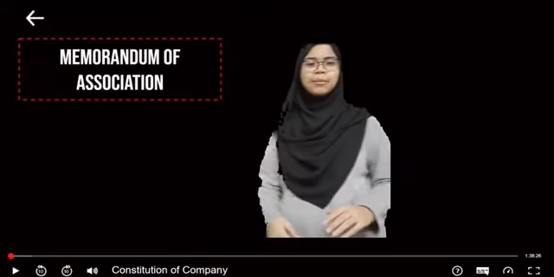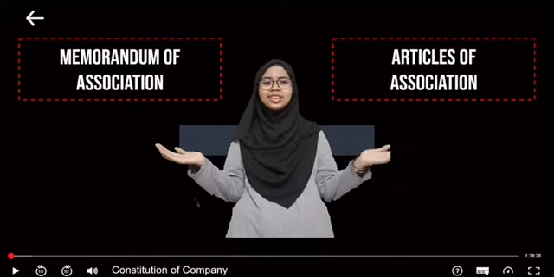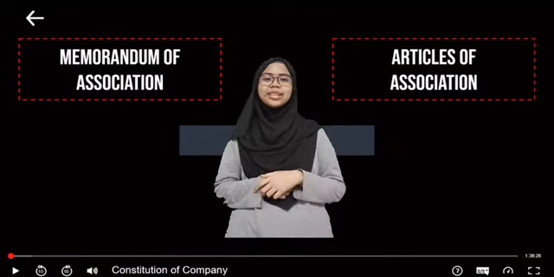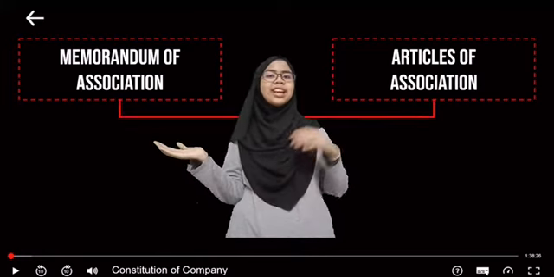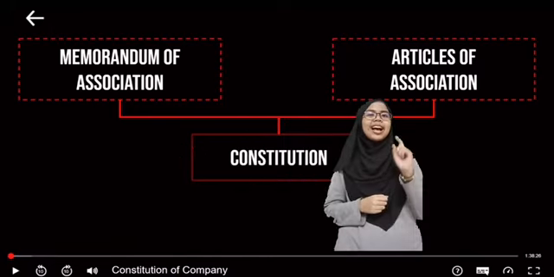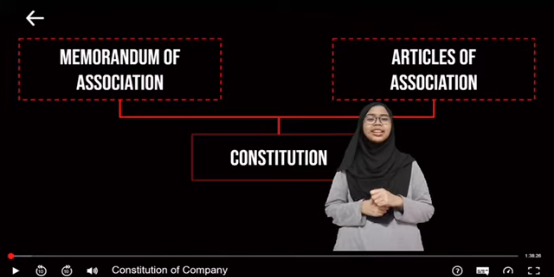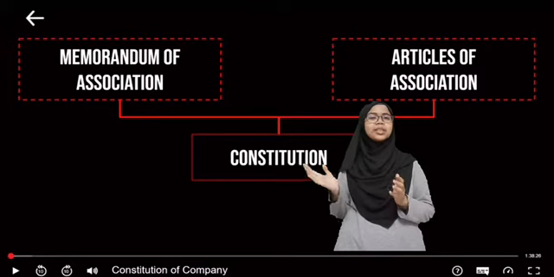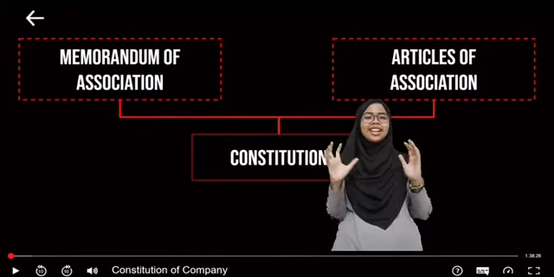Constitution of a company consists of Memorandum of Association and Articles of Association. Back then, in Companies Act 1965, Memorandum of Association and Articles of Association were recognized separately. However, in Companies Act 2016, the term Constitution is used to replace both Memorandum of Association and Articles of Association collectively.